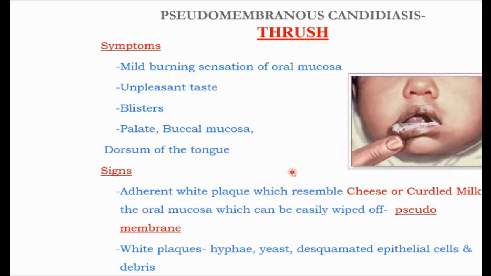And these white plaques, of course, are composed of hyphae, yeast, which is nothing but your fungi, desquamated epithelial cells, and debris. Okay, hyphae is basically like how bacteria have spores. That's how they reproduce. So that's the structure of your fungi, hyphae. Okay.